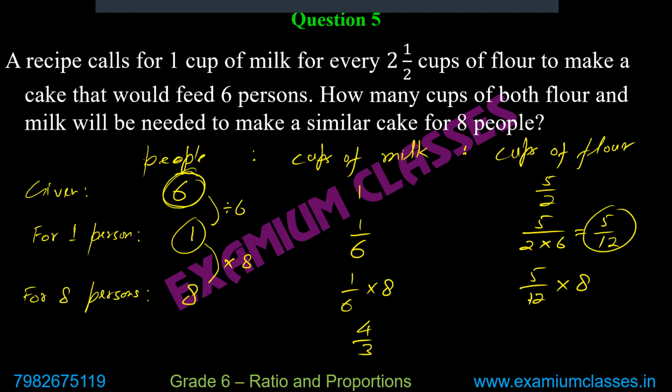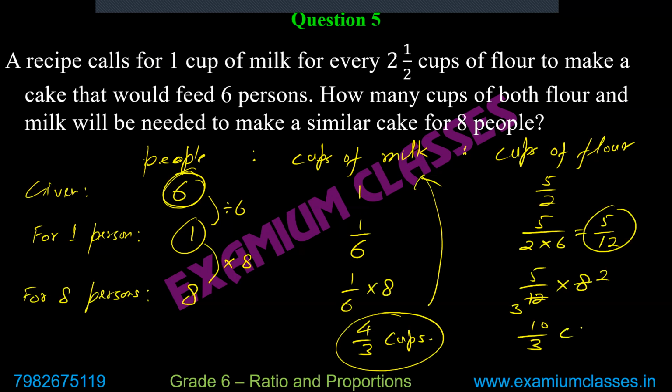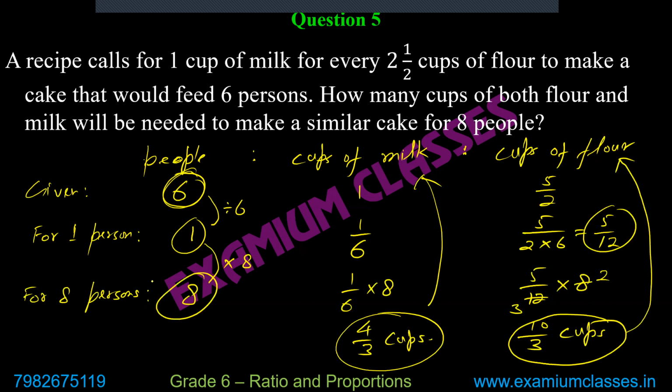Here you will get 4 3s, 4 2s, 5 into 2, 10 by 3. So it means 4 by 3 cups of milk and 10 by 3 cups of flour will be required to feed 8 people.